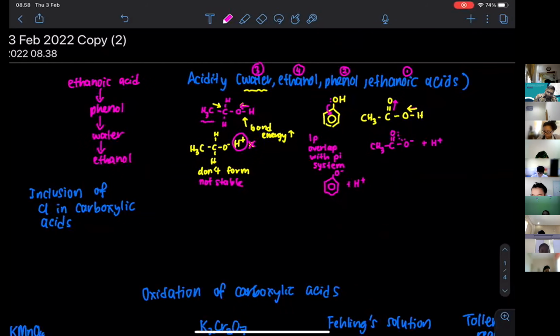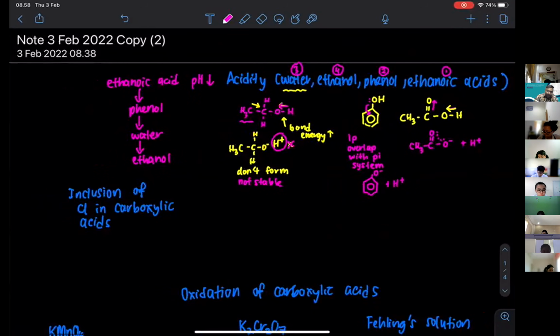If you put it as pH, the pH of ethanoic acid is going to be the lowest. But if you want to refer in terms of pKa and Ka, do remember weak acids we refer using pKa and Ka. pKa is also going to be similar to pH, the lowest over here. And if you put it as Ka, Ka is going to be the highest over here. So you need to learn about this.